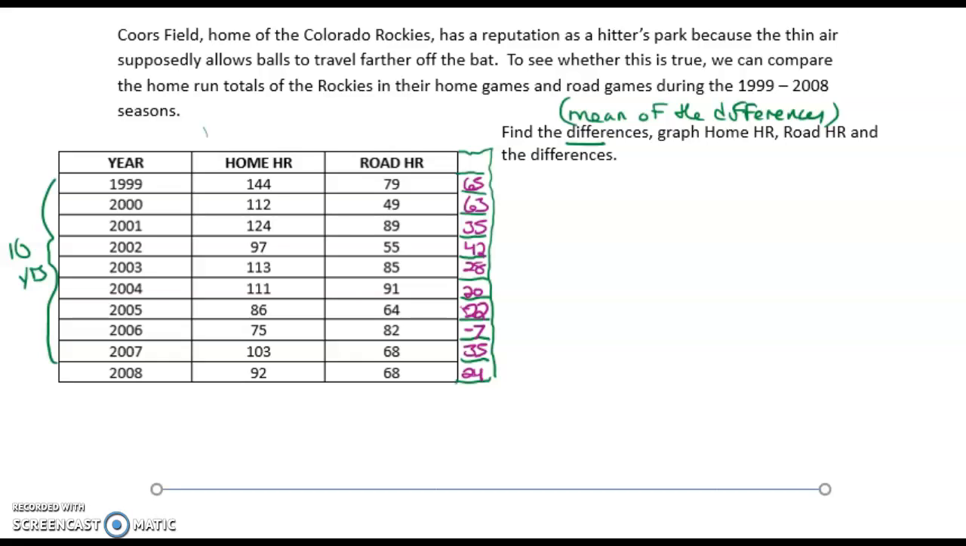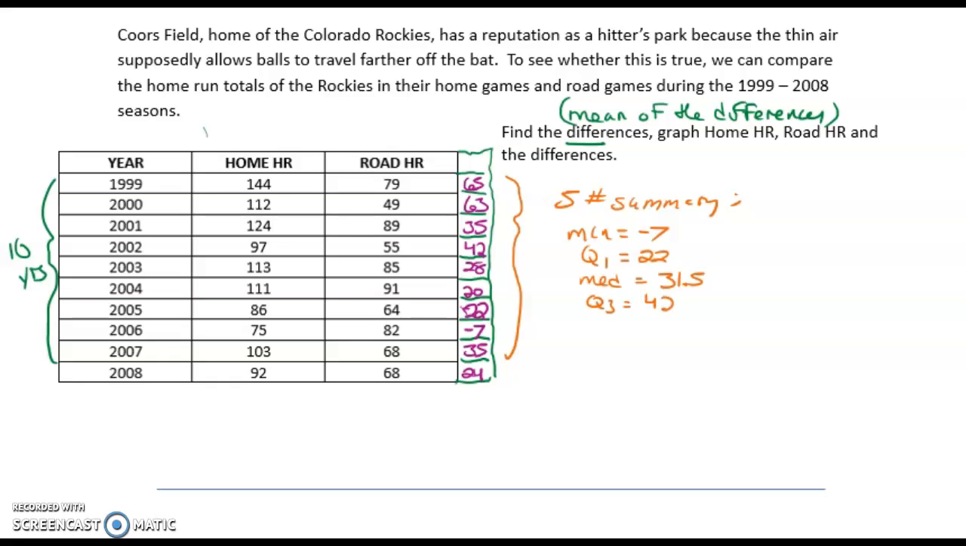When I did the 5-number summary for these numbers, here's what I got. For the minimum, definitely -7. For Q1, I got 22. For the median, I got 31.5. Q3, 42. And then for the max, I got 65. So I just plugged these into the scientific calculator, and that's what I got for the 5-number summary.